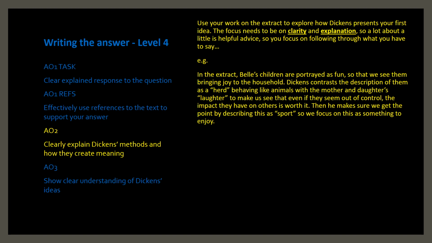And you can see that I'm again trying to clearly explain how that method works. That the herd makes them seem like animals, because obviously it's a word that's describing cows, cattle. And then the idea that having put the mother and daughter laughing in response to that makes it seem that even though they're out of control, the impact they have on others is worth it. So a clear explanation of what Dickens is doing and how it creates the meaning I'm talking about.